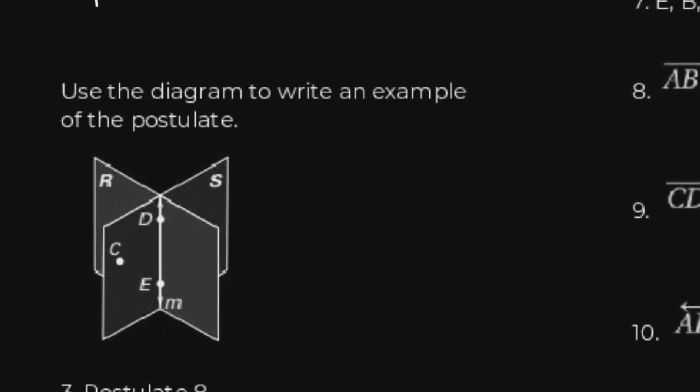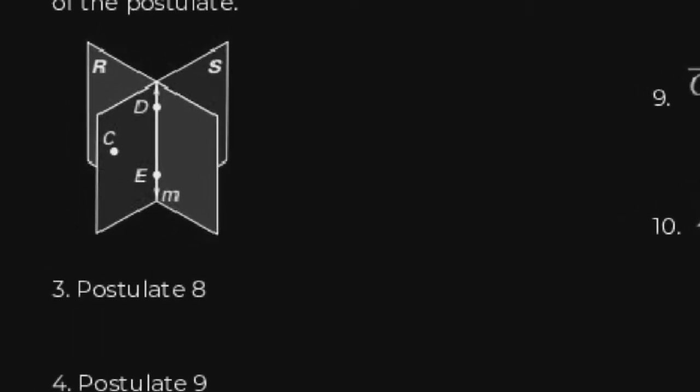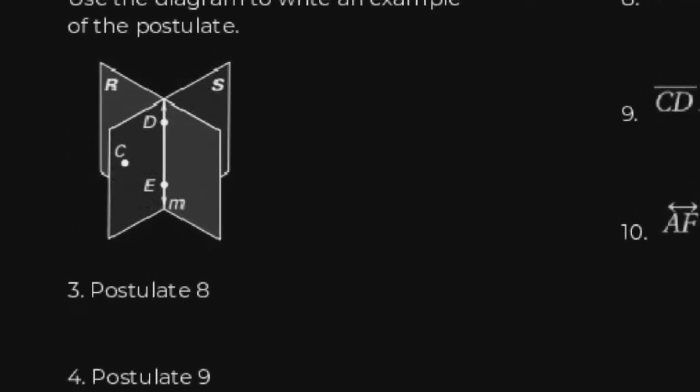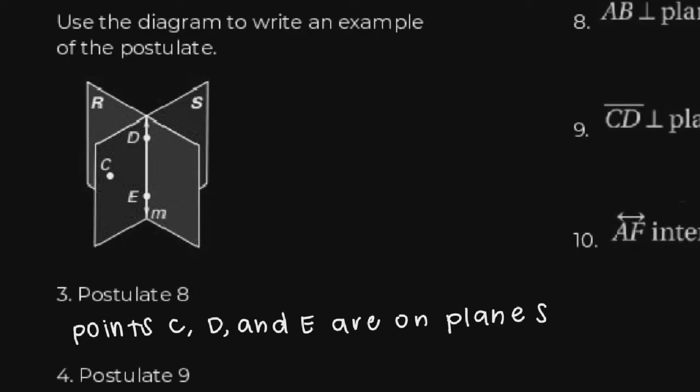Next, we have use the diagram to write an example of the postulate. So postulate 8, which was the one that we had earlier, we're looking for 3 non-collinear points that make up a plane. Looking at this image here, we can see that C, D, and E are non-collinear points and they're on plane S. So points C, D, and E are on plane S.